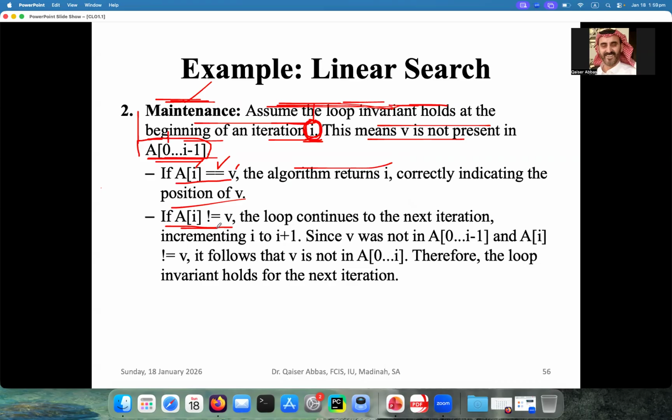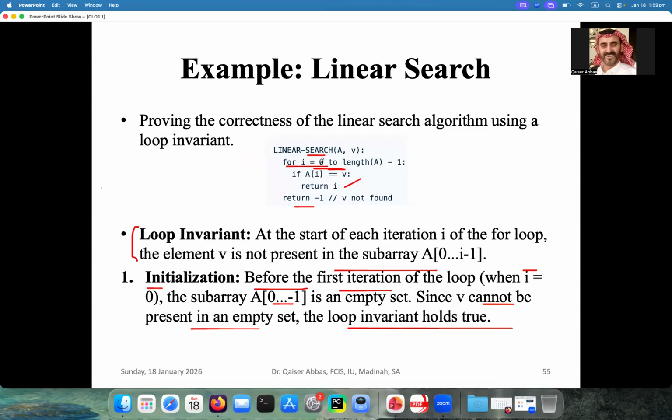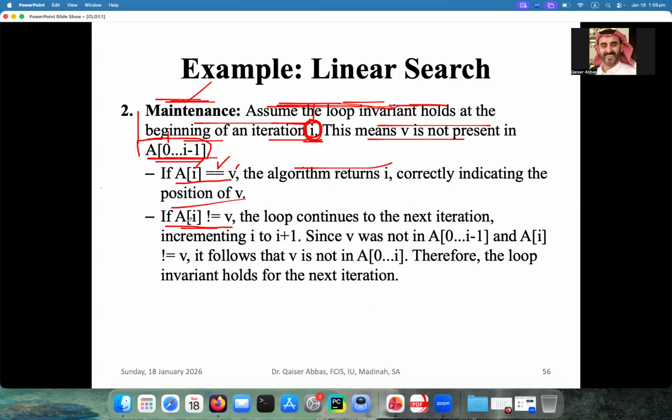Here you can say for I equal to 0, if it is equal, then it will return I. Otherwise, we will go back and I is equal to 1 and the loop will continue. If A[I] is not equal to V, the loop will continue to the next iteration, incrementing from I to I plus 1. And now for I plus 1, we know that in the subarray from 0 to I, it was not there. That's why we are going for I plus 1.